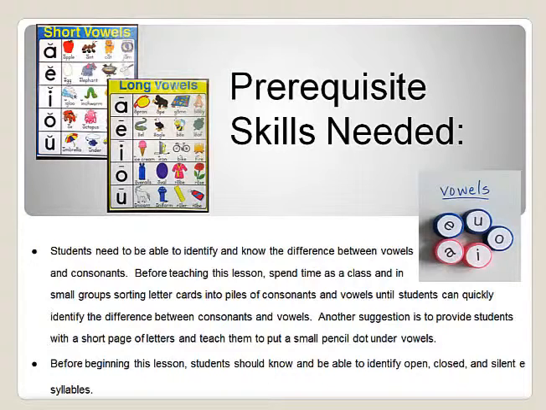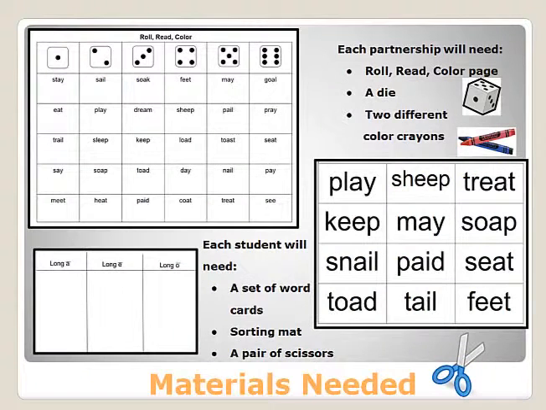Before teaching this lesson, spend time as a class and in small groups sorting letter cards into piles of consonants and vowels until students can quickly identify the difference between consonants and vowels. Another suggestion is to provide students with a short page of letters and teach them to put a small pencil dot under vowels. Before beginning this lesson, students should know and be able to identify open, closed, and silent E syllables.